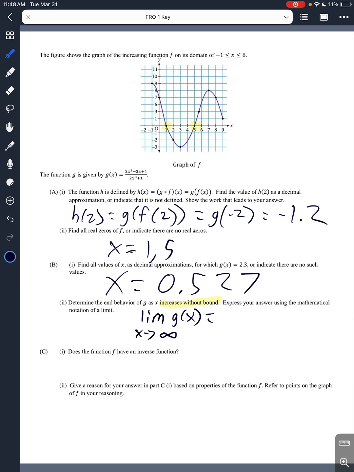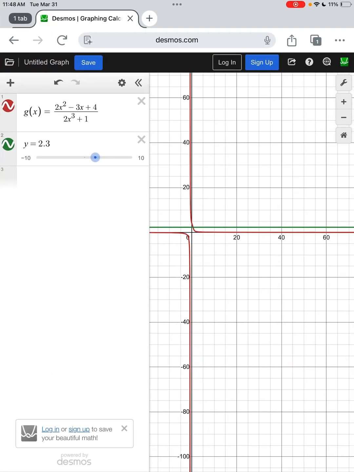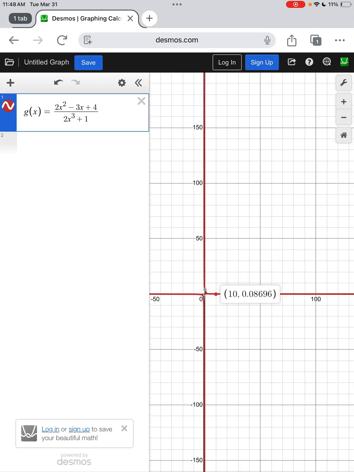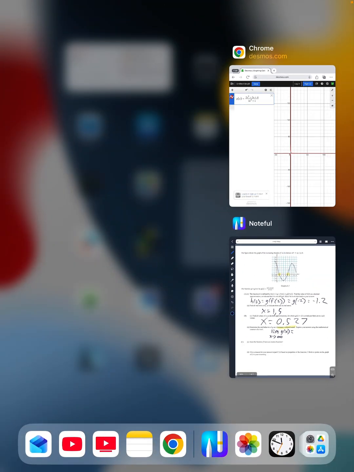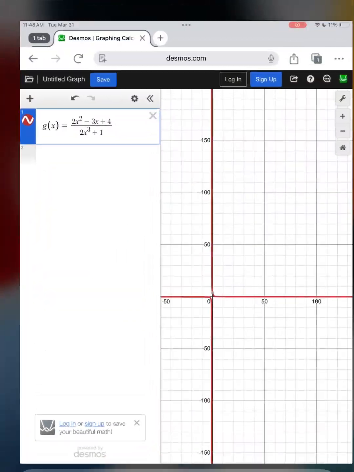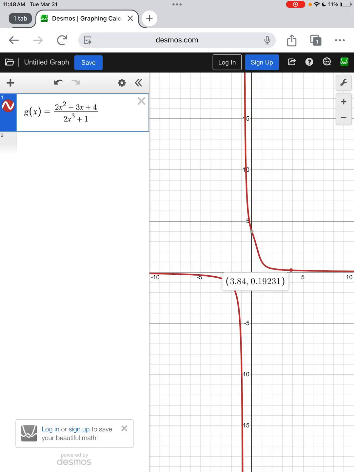The limit of g of x as x increases without bound, we're going to go over to our graph and we're going to look. You can ignore the green, that was a previous question. As I go to infinity, what happens to my y value? So the options here are going up, going down, or flattening out. In this case, we're pretty clearly flattening out, and we're getting closer and closer and closer to 0. So the limit here is 0 because as we go to the right for x, our graph flattens out to 0.